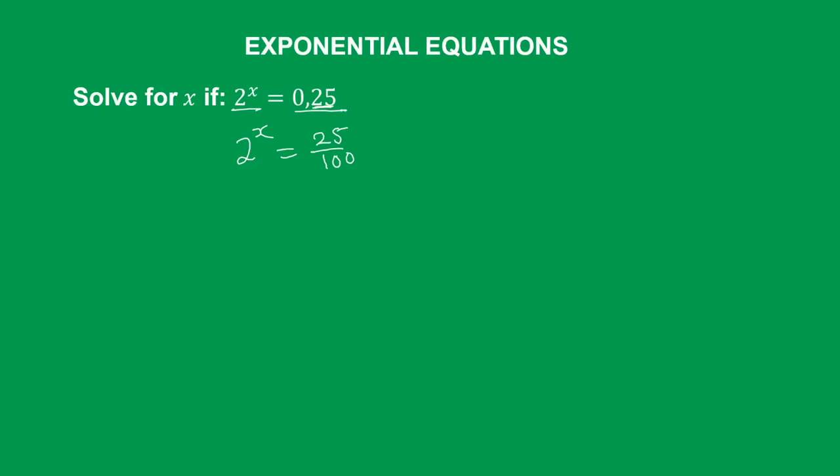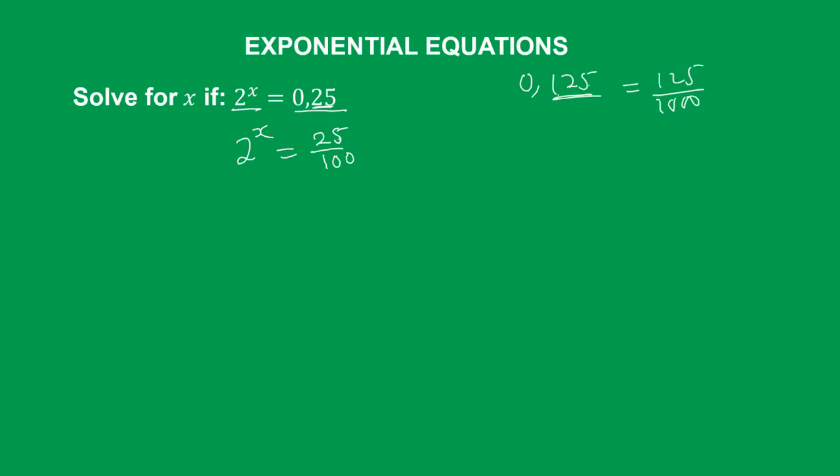So if it is maybe 0.125, there are how many numbers? 1, 2, 3. So it becomes 125 over how many zeros? So it should be 3. 1000, something like that. Very easy.